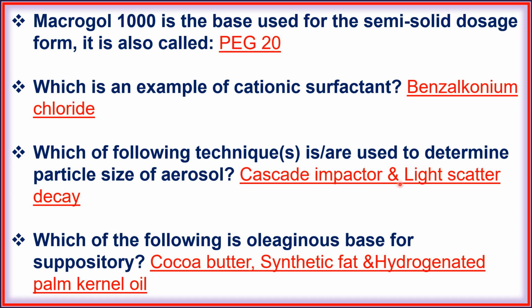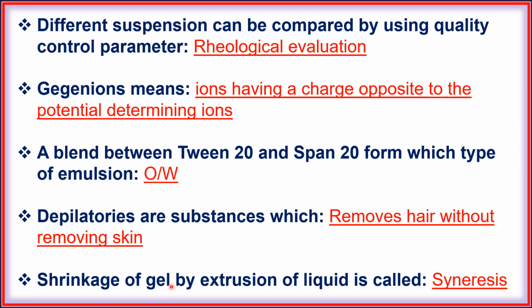Cascade impactor and light scatter decay. Next, which of the following is oleaginous base for suppository? Cocoa butter, synthetic fat, and hydrogenated palm kernel oil. Next, different suspensions can be compared by using quality control parameter, that is rheological evaluation.